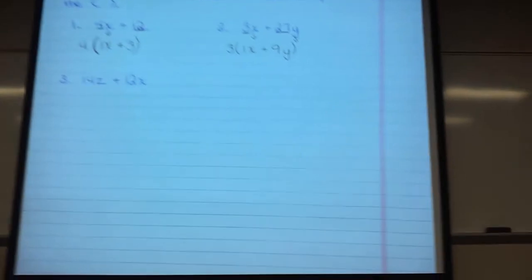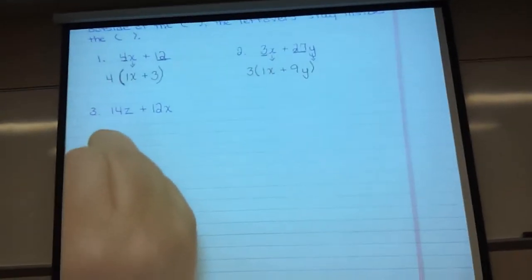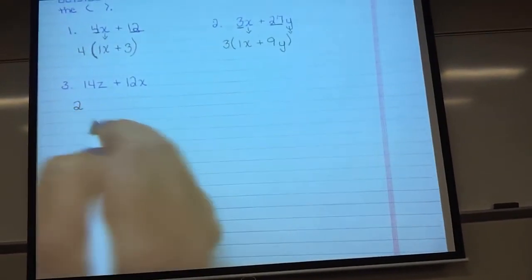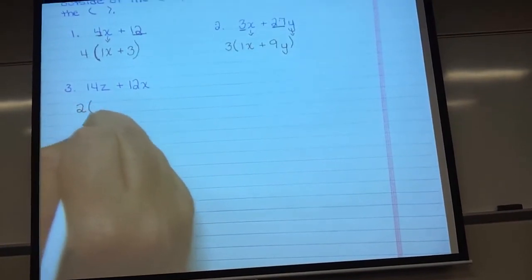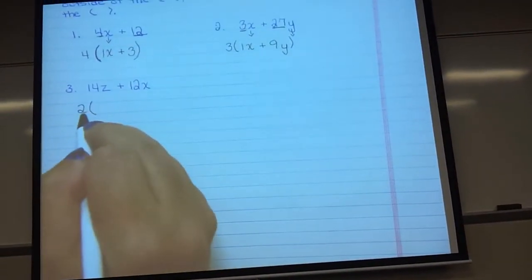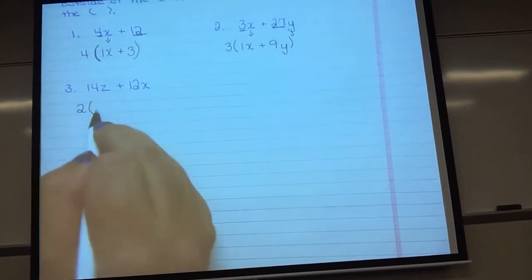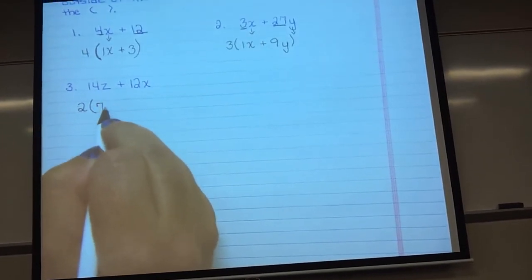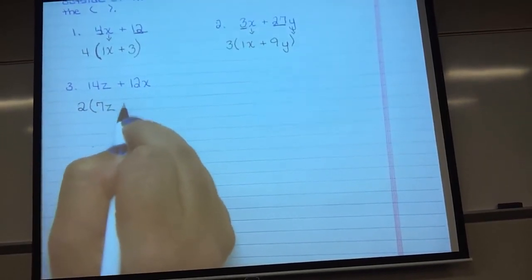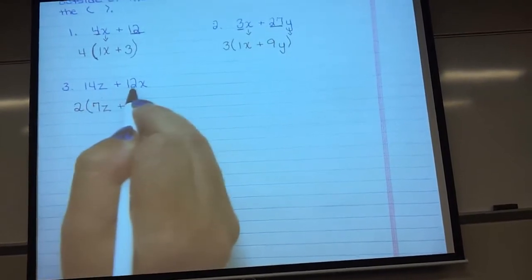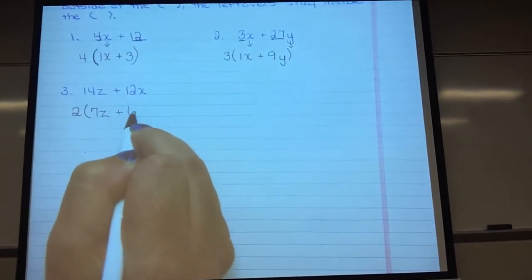What would be the common number? 2. Don't have a common letter yet, but it's coming. So parentheses. 2 goes into 14, 7z. 7, bring down your z. Plus 2 goes into 12, 6x. And bring down your x.